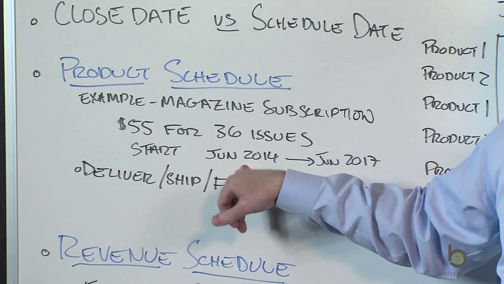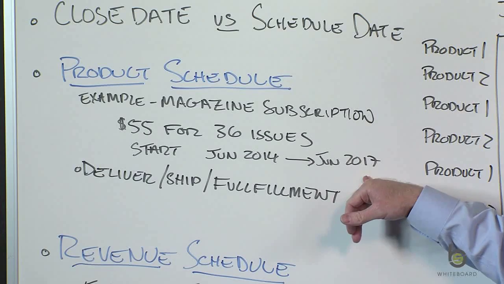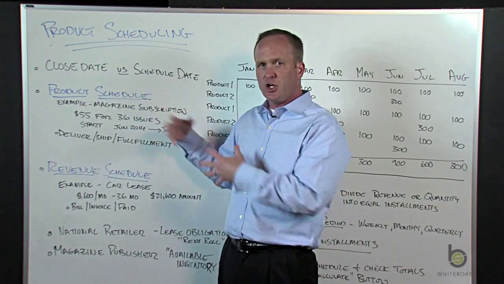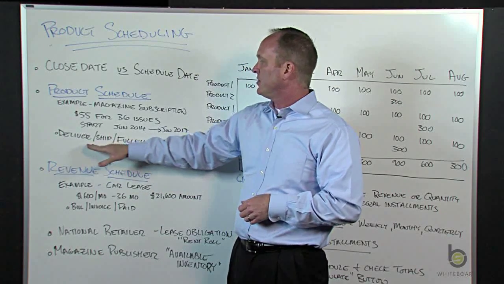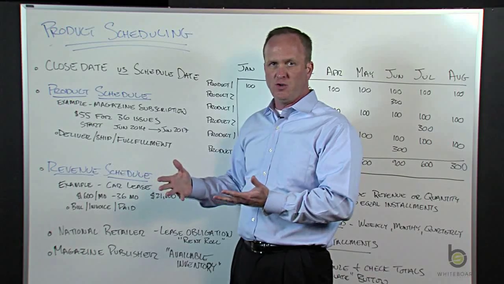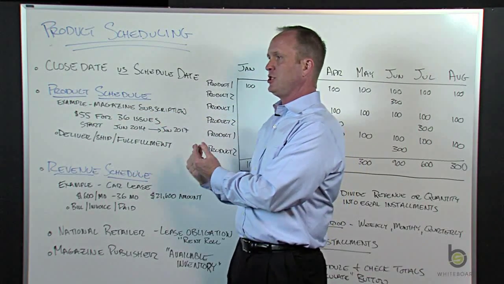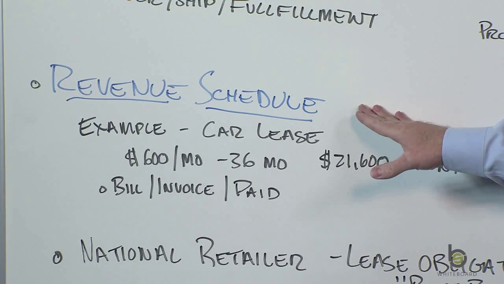So you might have the first month as June 2014, and that runs 3 years out, and you stop delivering on June 2017. So this is when your units are being fulfilled of those products. Again, delivery, shipment, or the fulfillment of what you sold. You sold it on your close date, and your product schedule tells you when you're delivering that product. Let's take a look at our revenue schedule.